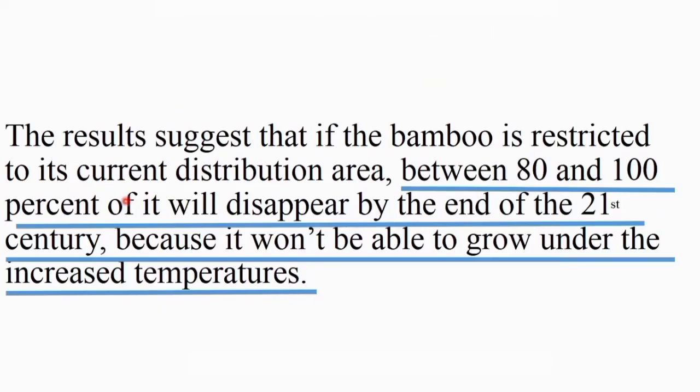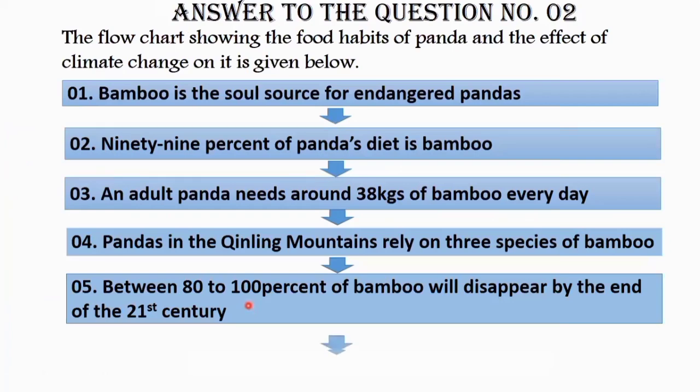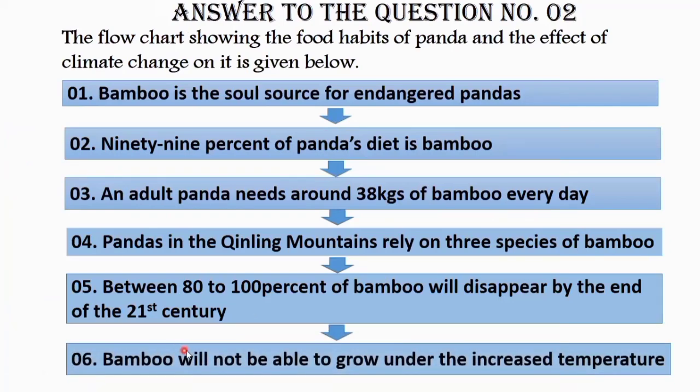And next, our last information that we are going to go, it won't be able to grow under the increased temperature. So let's put this information at the last. Bamboo will not be able to grow under the increased temperature. This is how we can prepare a flowchart from the given passage.